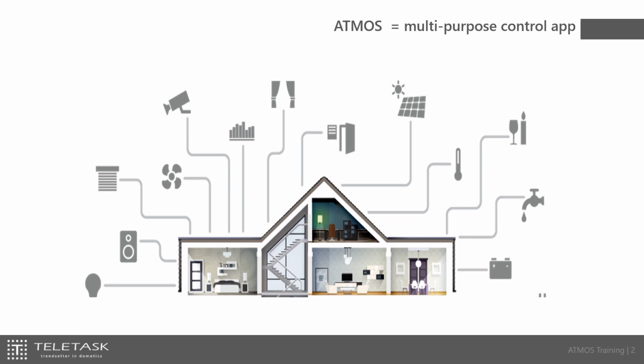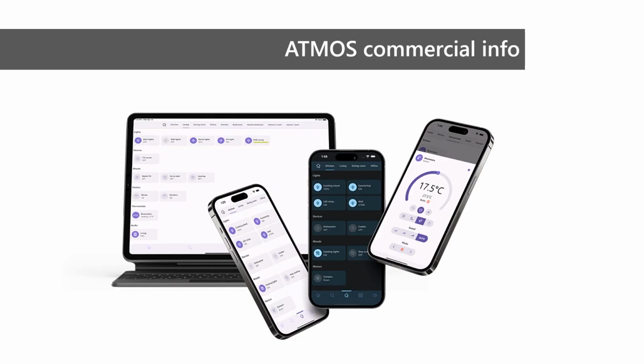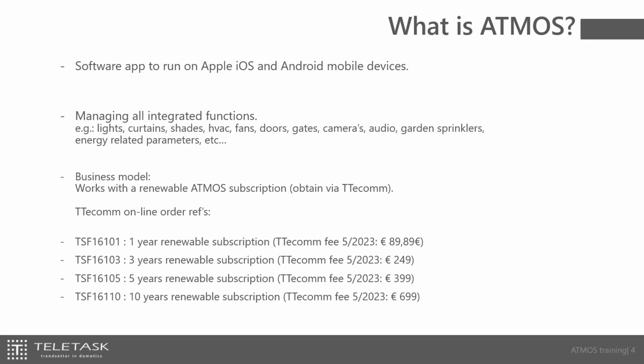First of all, as you know already, I suppose, ATMOS, the Teletask app, is a multi-purpose control app. It's meant to control about everything, about all the integrated functionalities in your Teletask installation. So first of all, let's take a look at some commercial info about ATMOS.